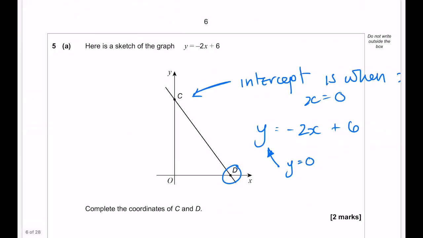Okay, question 5 here. We should know what the intercept is. So when we've got over here, we've got a straight line graph because it's in the form y equals mx plus c. So we should know what the intercept is and how to find that.